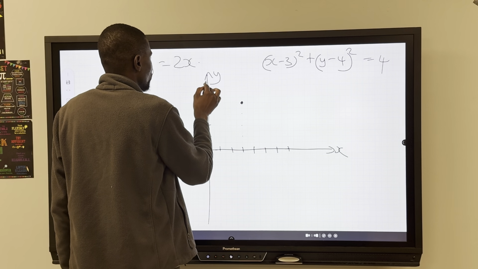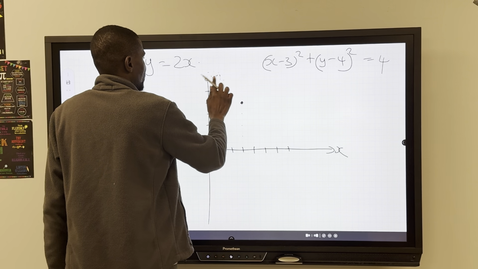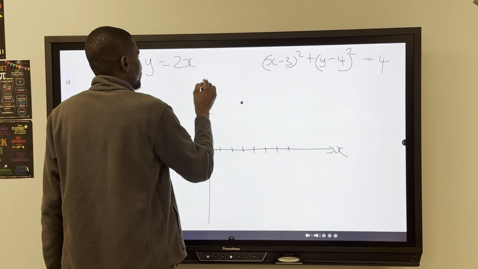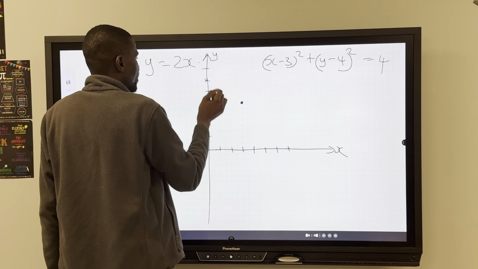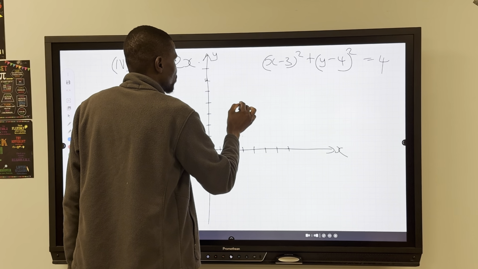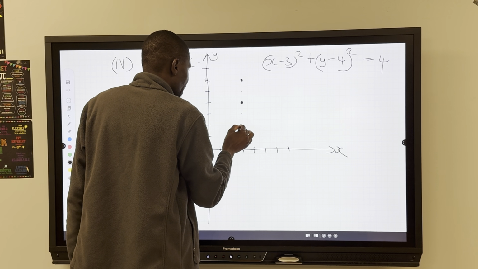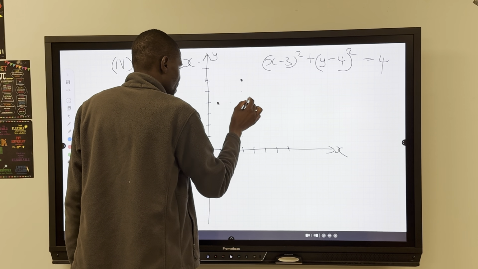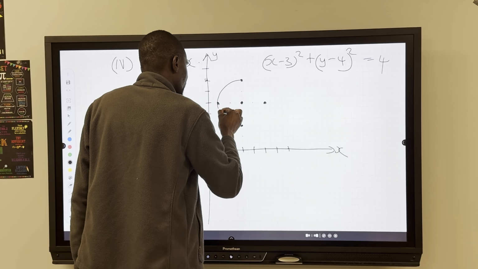Then the radius is 2, right? So I'm going to extend this part. Okay, 1, 2. So here, since the center is 3, 4, the radius is 2. So I'll move 1, 2 here, 1, 2 there, then 1, 2 here, then 1, 2 there. Right, so that's my circle.